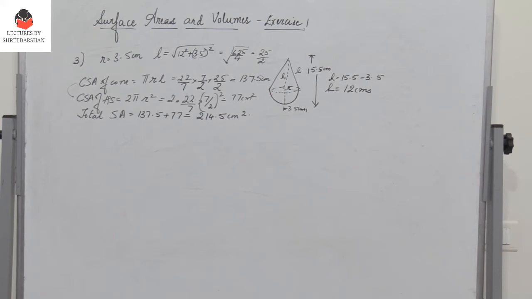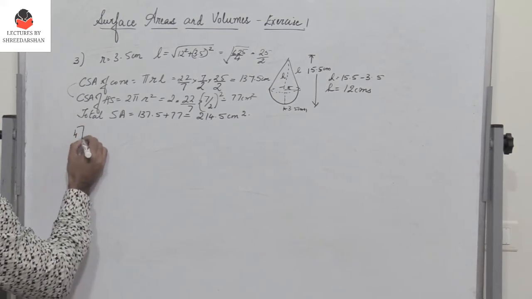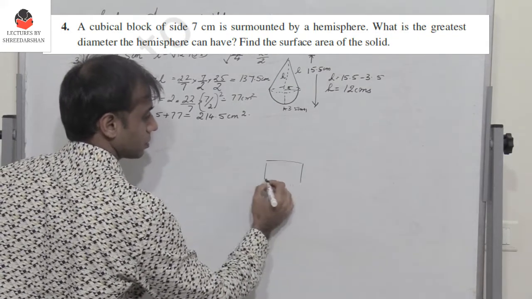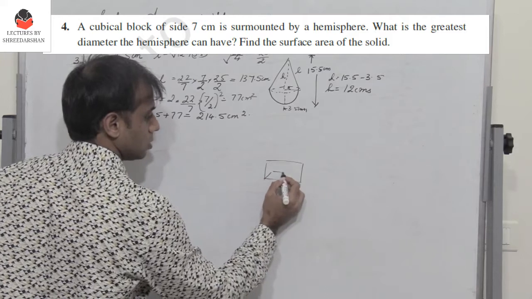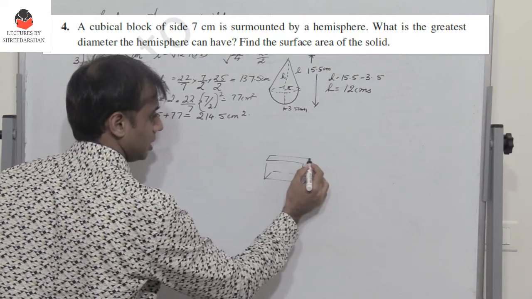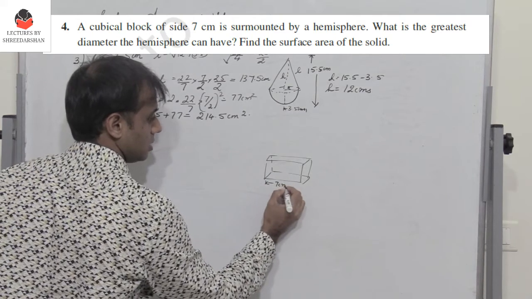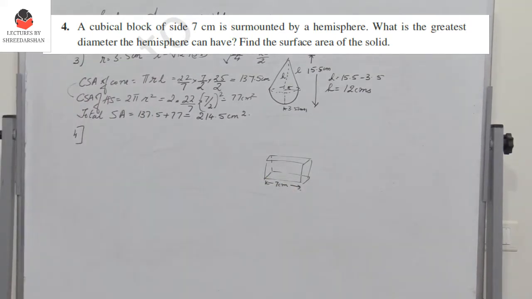So now problem 4, there is a cubical block of side 7 centimeters. So there is a cube, a block. So the side is 7 centimeters. So this is 7 centimeters. Alright. A cubical block of side 7 centimeters is surmounted by a hemisphere. What is the largest diameter of the hemisphere which it can have? And what is the surface area of the solid?